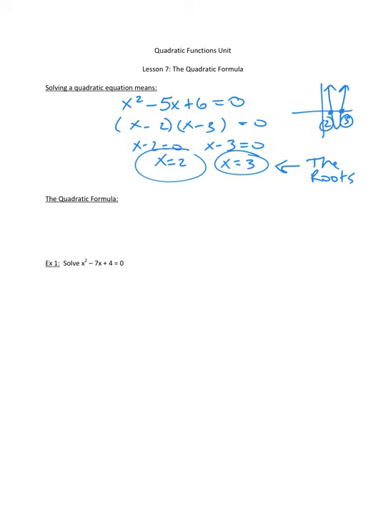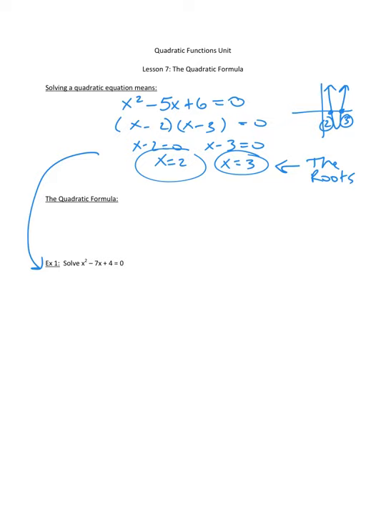Sometimes the roots are not nice, neat integers. Sometimes the roots are numbers that are really long decimals, which we call irrational numbers. So maybe the root is, instead of 3, maybe it's like 3.1297. That's an irrational number.